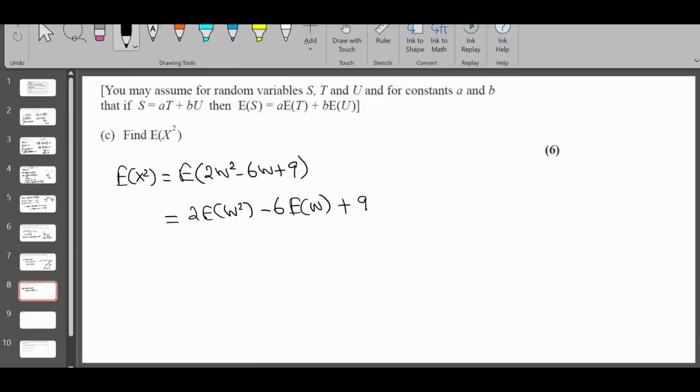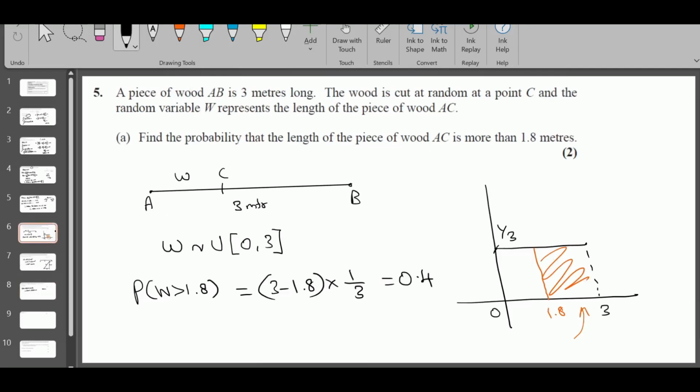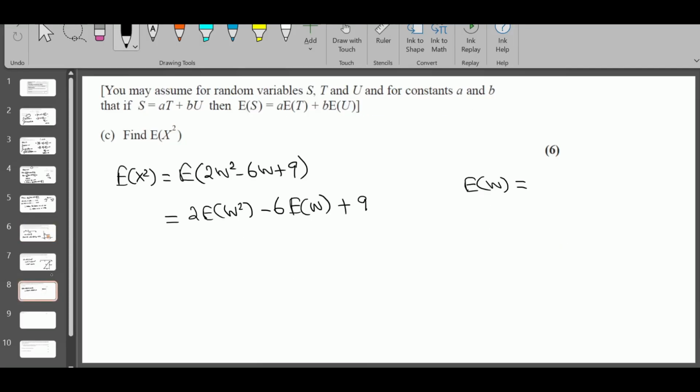Okay. For uniform distribution, we know E of W is A plus B over 2. That's a formula given in the data booklet. This is A, this is B. 0 and 3. So it's B plus A over 2 is 3 over 2. There is a formula for variance of W. It's B minus A whole square over 12, which is 9 over 12. 3 3s are 9, 4 3s are 12, so 3 over 4.